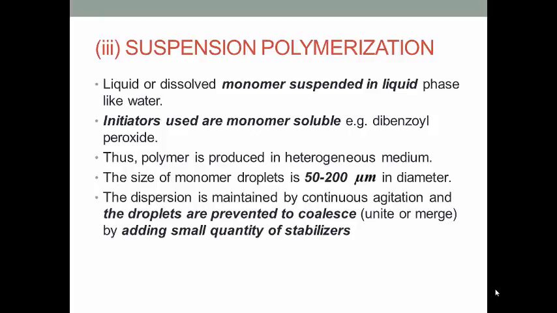The liquid monomers are suspended in a liquid phase, a liquid like water. The initiator used is monomer soluble. Suspension polymerization is a process in which an insoluble monomer is dispersed and suspended by continuous strong agitation in a liquid phase, which will usually be water, and it becomes monomer droplets with a size of 0.01 to 1 millimeter.